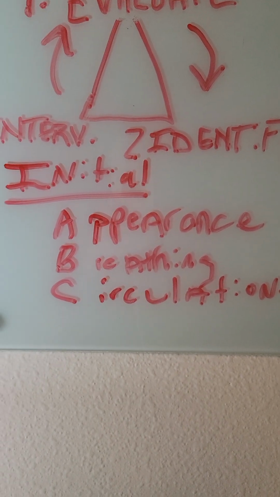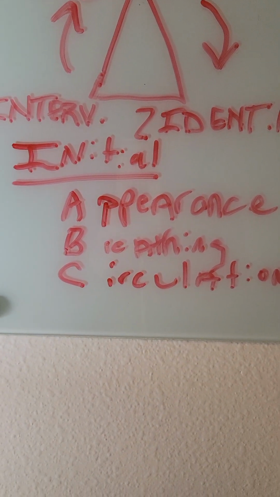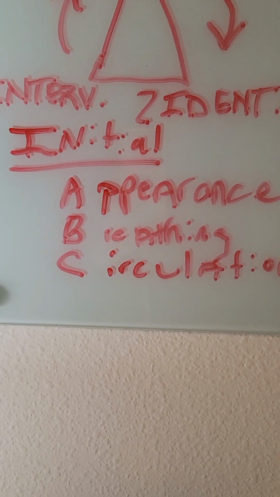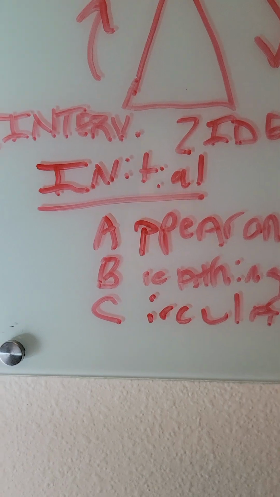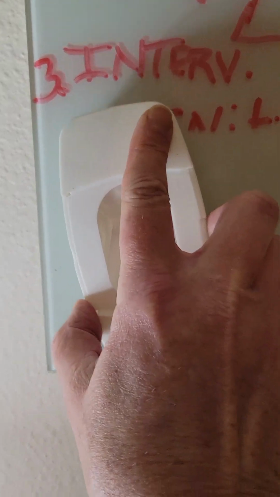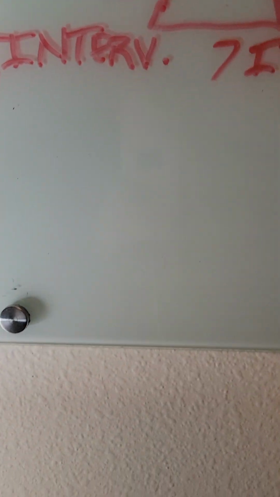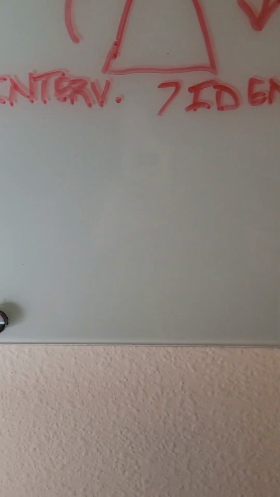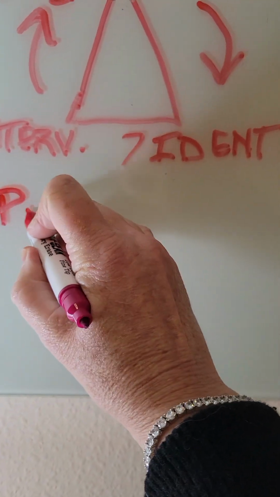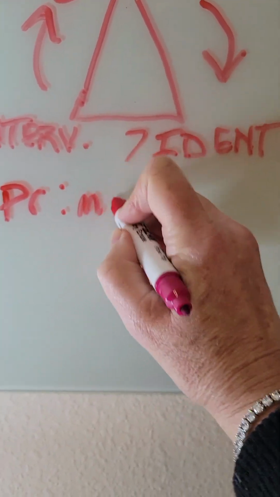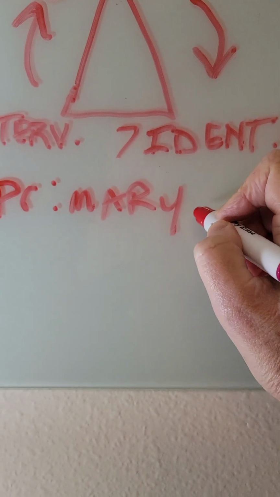But remember, the initial assessment is really just about what you can see and what you can hear, okay? And then we're going to move right on to the primary assessment, okay? So the very next thing is going to be the primary assessment. I just love red, so we're going to stick with the red. It's working for me. Primary assessment, okay?